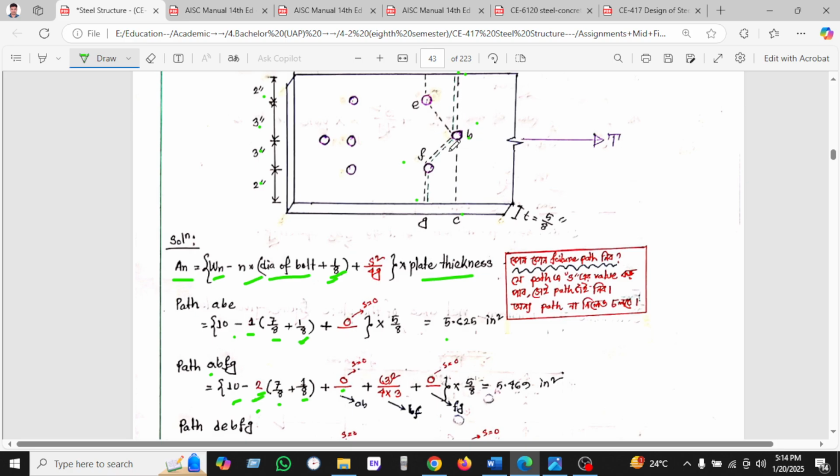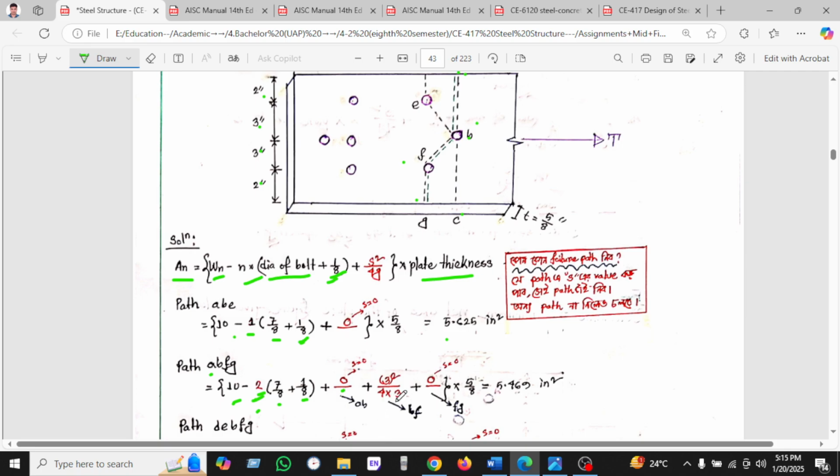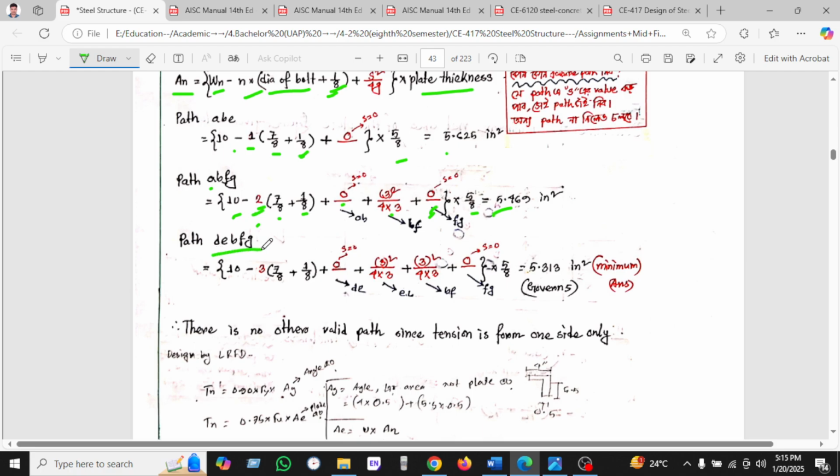On the other hand, we have seen the BF has another s length, which is given in the question as 3, and 3 into g, s is given, and g is 3 also. The remaining FG has no s and g. That's why this portion will also be 0, and 5 by 8 is the plate thickness, and we found 5.469. In the same way, we can calculate path BDE.